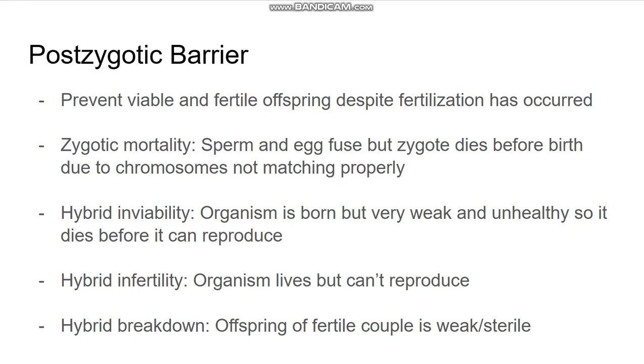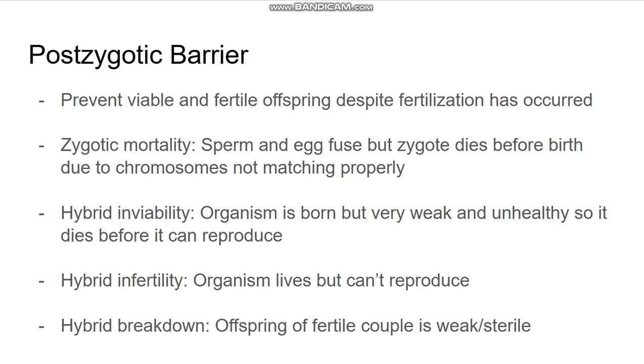So the post-zygotic barrier means the prevention of having viable and fertile offspring, even though fertilization has occurred. Zygotic mortality means sperm and egg fuse, but the zygote dies because chromosomes are not matching properly. Hybrid inviability means the organism is very weak, so it dies before it can reproduce. Hybrid infertility means the organism lives but cannot reproduce. Hybrid breakdown means the offspring of a fertile couple is weak or sterile.